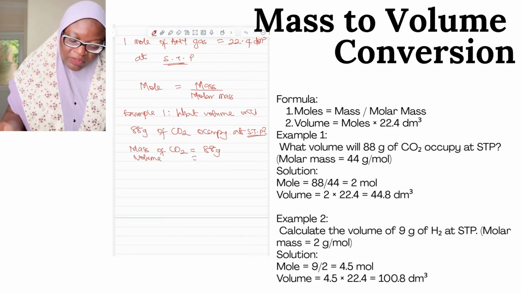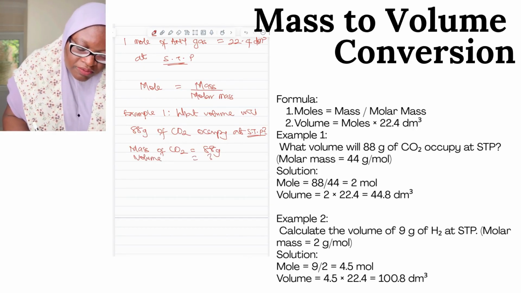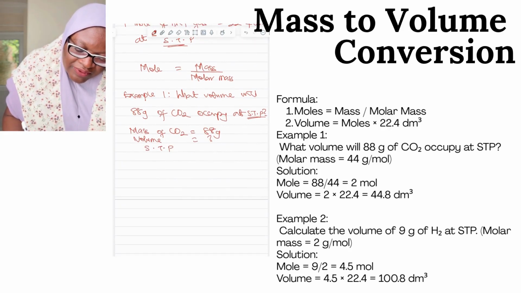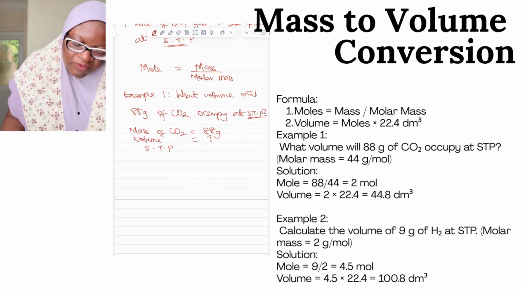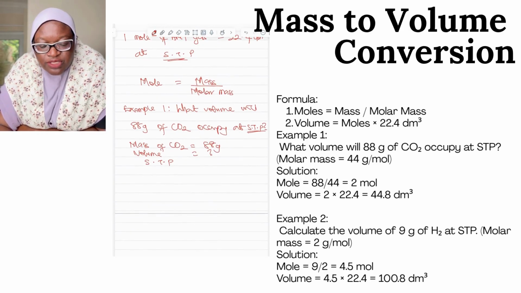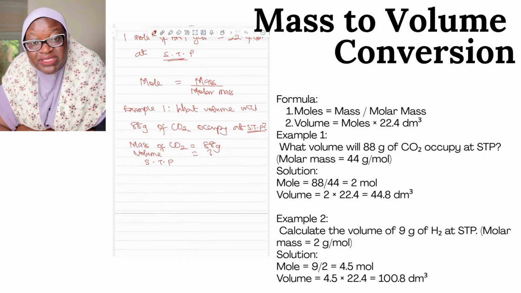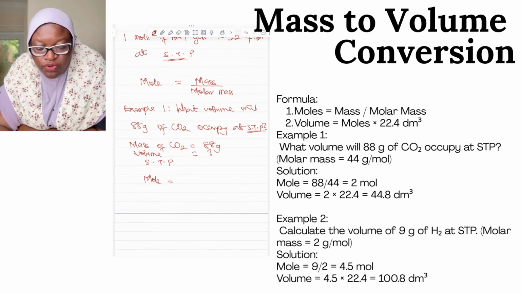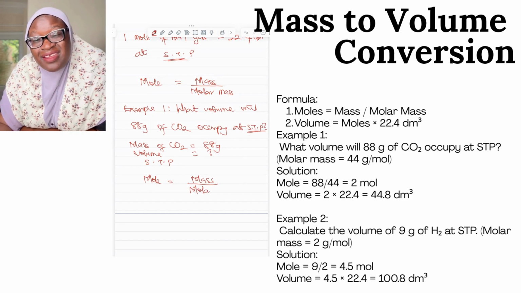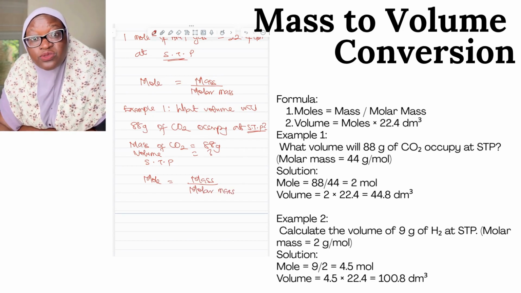So let's look at the formula. That formula is number of moles is equal to mass divided by the molar mass. So if you know the mass of a reagent, if you divide that by the molar mass of that reagent, you're going to get the number of moles that are present in the mass that you're working with. So with these two, we can compare from mass to volume.